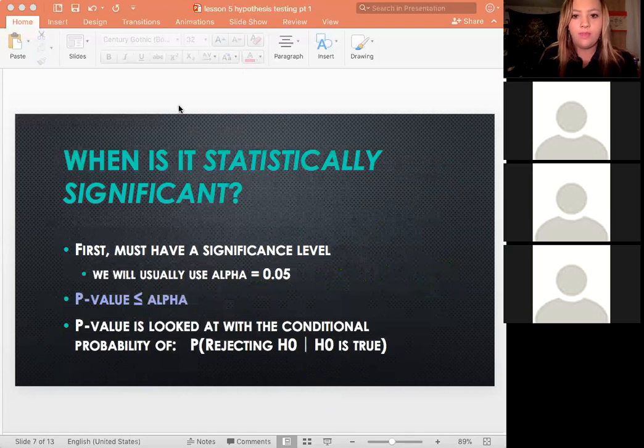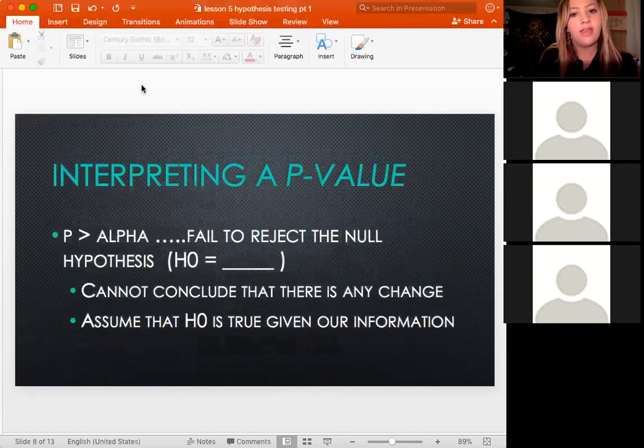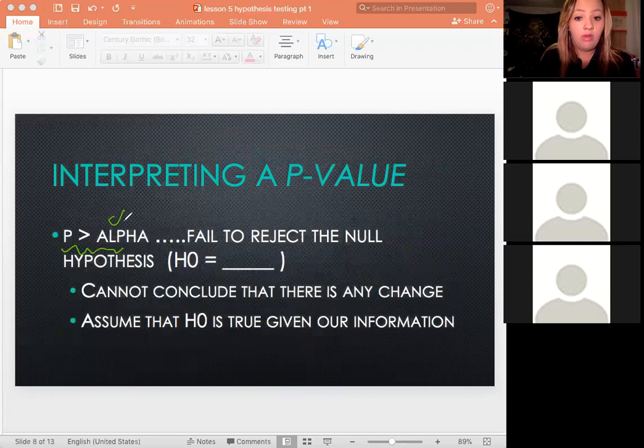Okay, so when you get that p-value, we understand that we want it to be small in order for it to be statistically significant. But if we're actually interpreting it, if your p-value is greater than alpha, which is not what we want, then we're going to fail to reject the null. We always assume that the null is true. On the second bullet here, we're always going to make an assumption that the null is true, so we're always assuming that there's no change, because we're trying to prove that there is some sort of change going on.